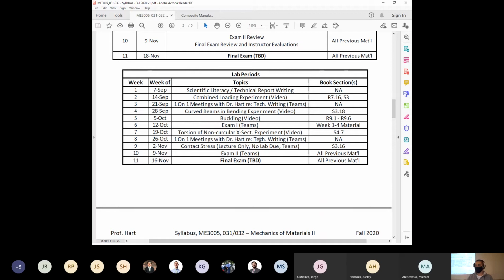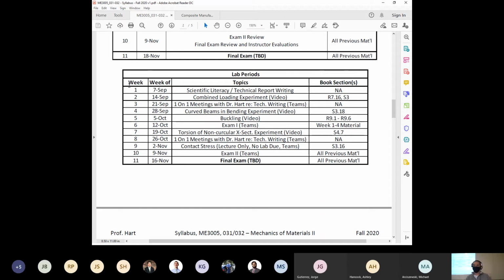We also have a plan for the lab periods. Here we are laid out with each particular week and what we're going to do in the lab periods. Like I said, some of them lectures, some of them labs. The first week is on scientific literacy and technical report writing. Some of you have had that lecture already. Those of you in the Thursday lab, you'll get it tomorrow. I know you're all excited. I'm going to make fun of people and how terrible they are at writing, and it'll be funny, and I hope you laugh.